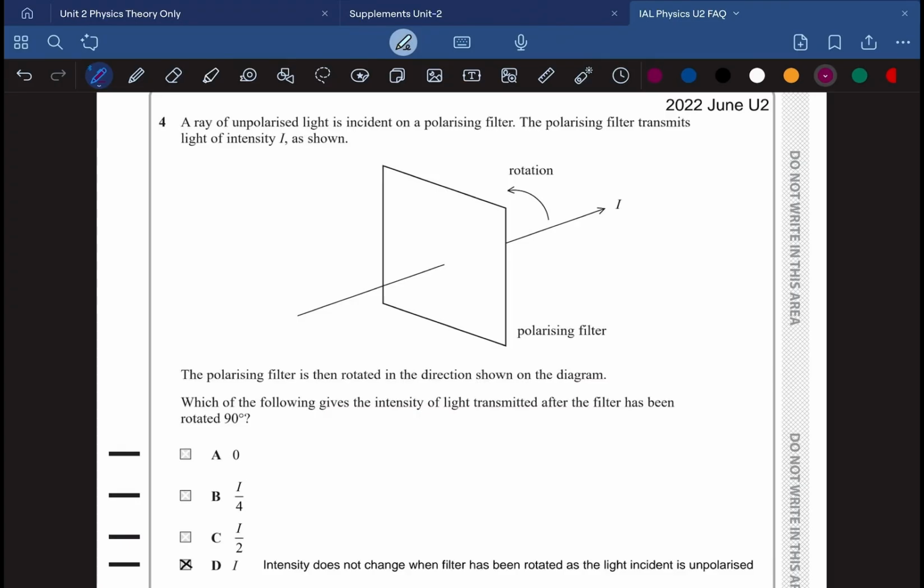Now this question says a ray of unpolarized light is incident on a polarizing filter. The polarizing filter transmits light of intensity I. The polarizing filter is then rotated in the direction shown on the diagram, anti-clockwise. Which of the following gives the intensity of light transmitted after the filter has been rotated 90 degrees? Now the intensity will not change.